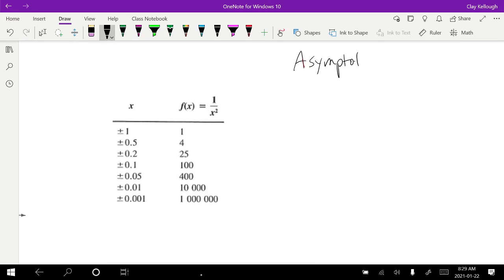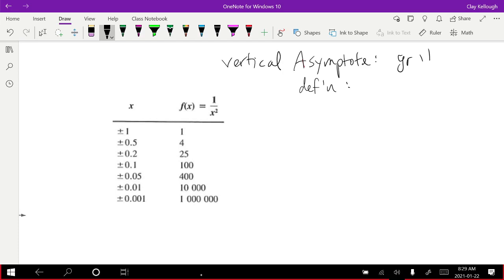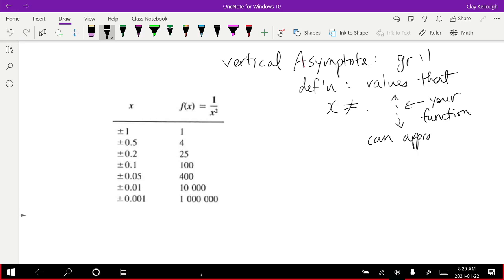The asymptote definition, my grade 11 definition, if you like, was, well, let's say a vertical asymptote. The vertical asymptote's grade 11 definition was values that x could not equal, right? And then, of course, you'd make a dotted vertical line, and of course, your function can approach but not touch that line. The asymptote. And that was a perfectly serviceable definition in grade 11. Perfectly fine. It's even pretty good now.